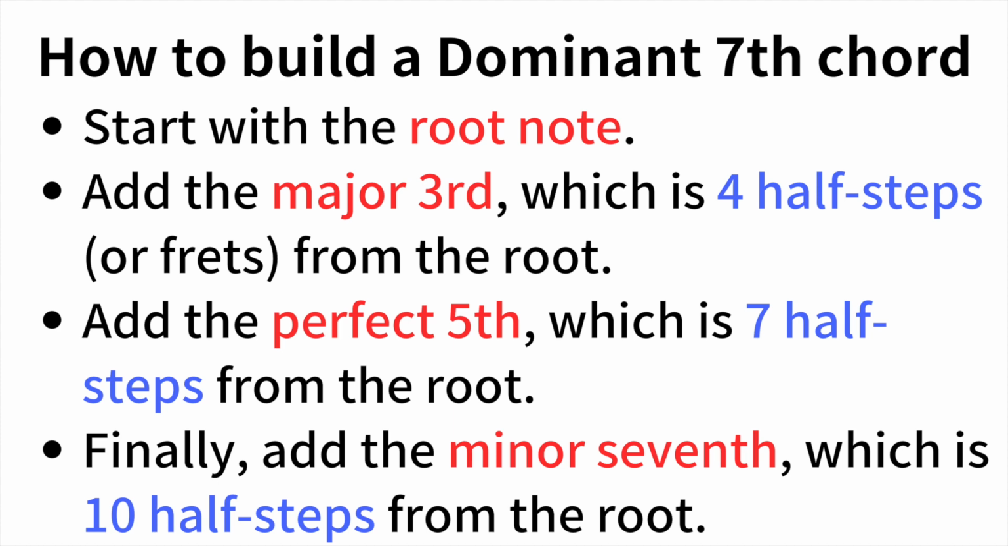Building a dominant seventh chord from any root note involves these steps. Start with the root note. Add the major third, which is 4 half steps or frets from the root. Add the perfect fifth, which is 7 half steps from the root. Finally, add the minor seventh, which is 10 half steps from the root.